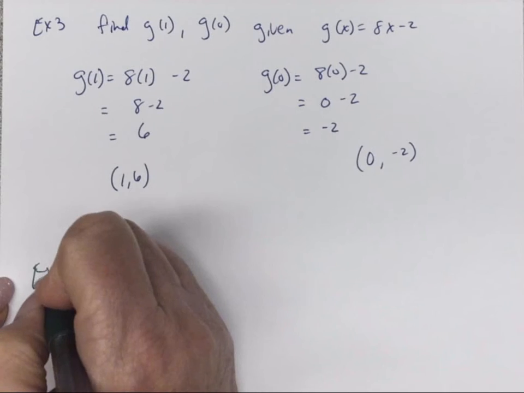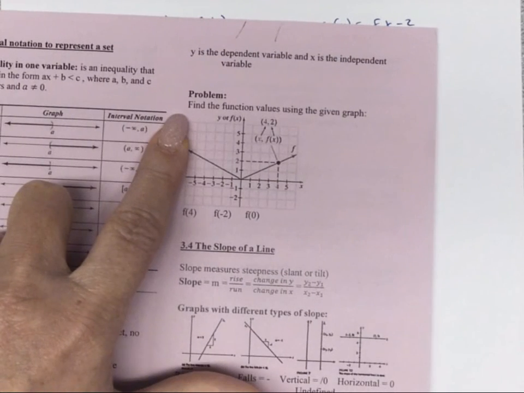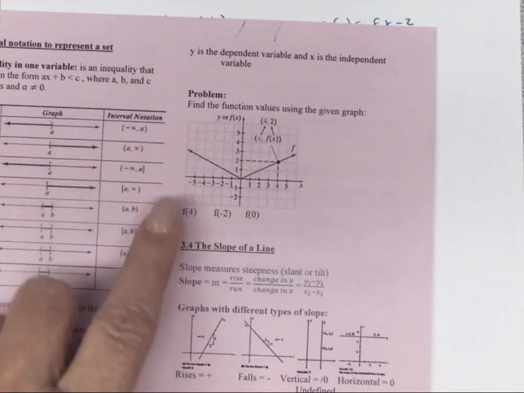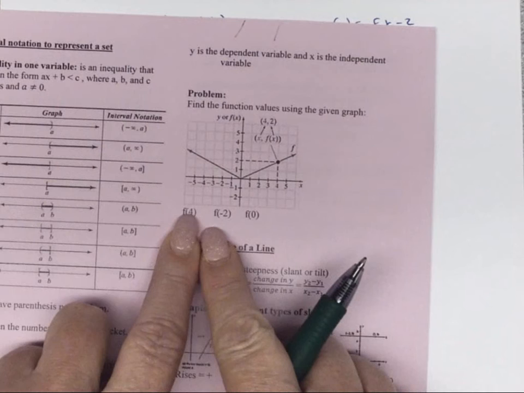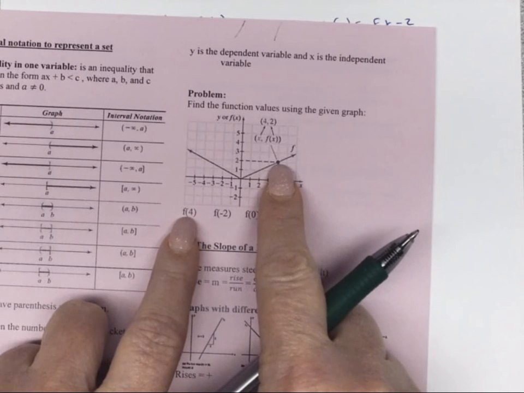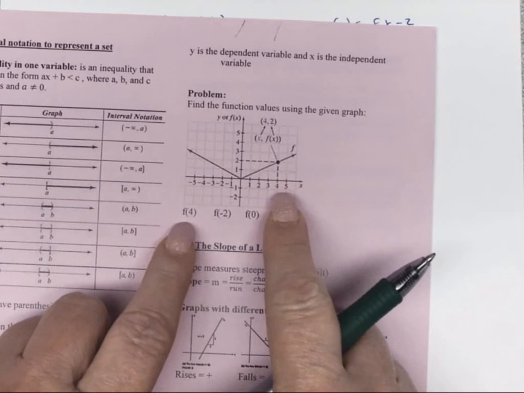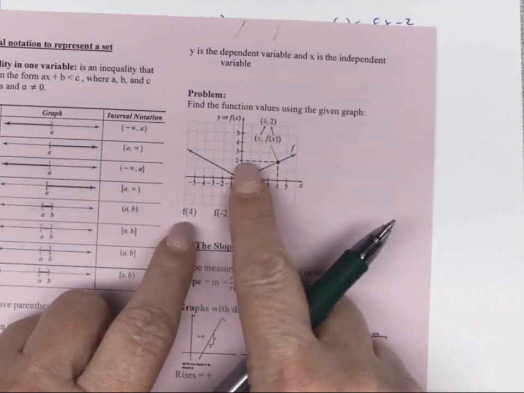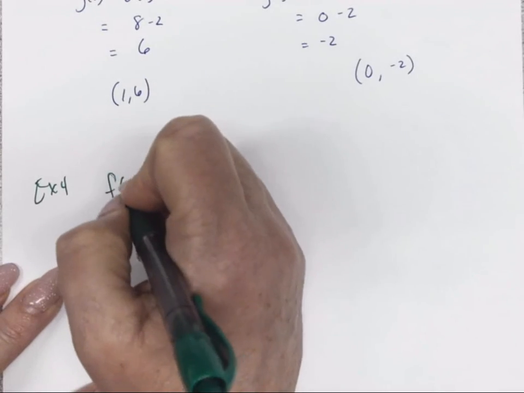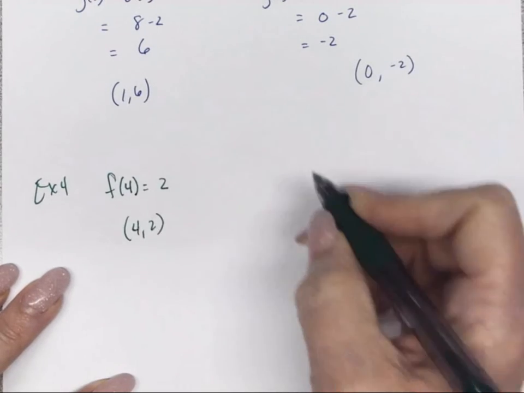On example 4, we're going to use our graph. So this is example 4. We're going to find the function values for the given graph. So f at 4, that means our x is equal to 4, so we go over to 4 and go up till we hit the graph, and then look over to see what y value that is. So f at 4 is equal to 2. So the point would be 4 comma 2.